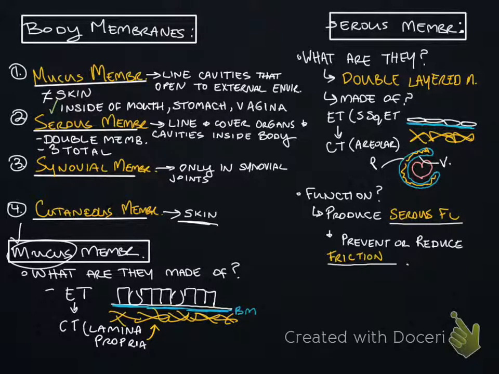Okay, so also remember we have two other serous membranes. We have the peritoneum, which is the one that lines the abdomen, and then we also have the pleural cavities, or the pleural membranes, which line the thoracic cavity around the lungs. All right.